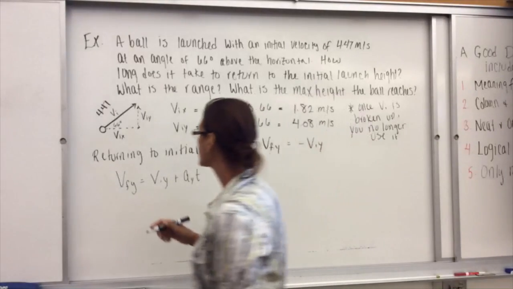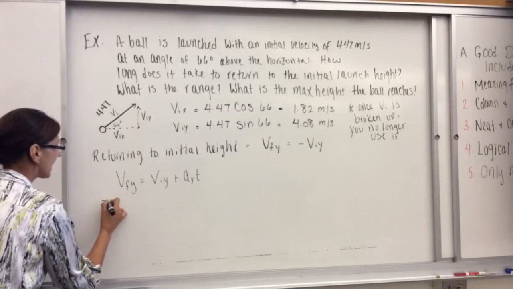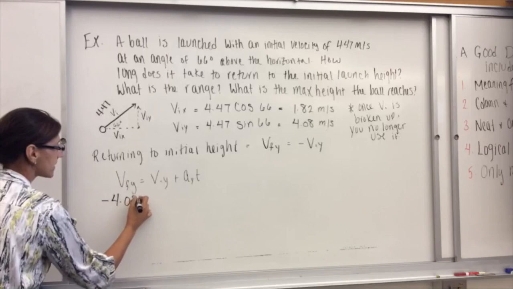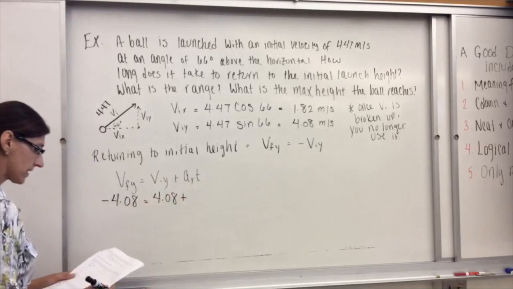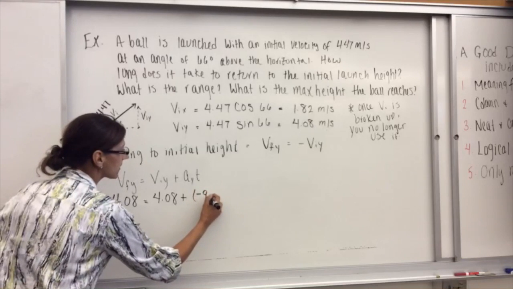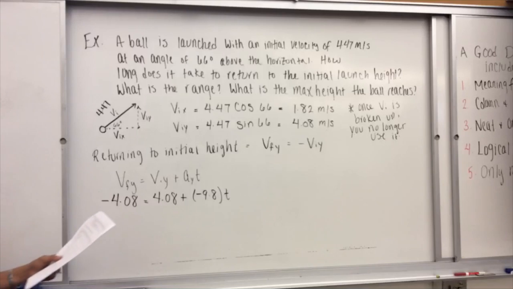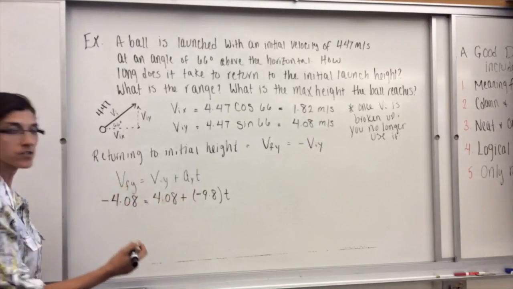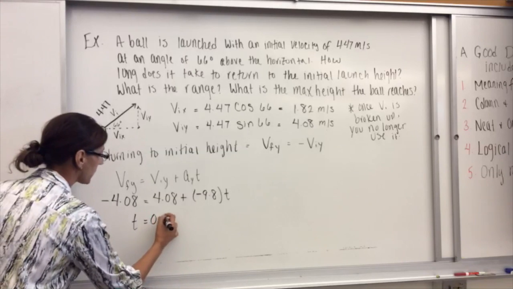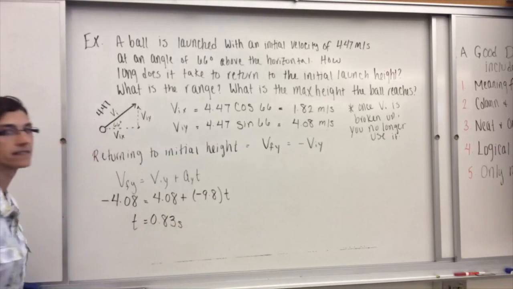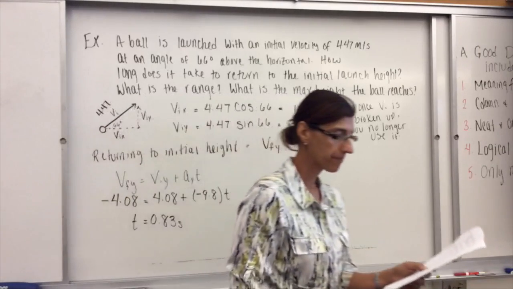Plugging my values in, since my v initial y is 4.08, my v final y will be negative 4.08 equals 4.08 plus negative 9.8 times time. Solving for time. And once you plug this in and you solve for time, you will get 0.83 seconds. That's how long it takes for it to go up and come back down.